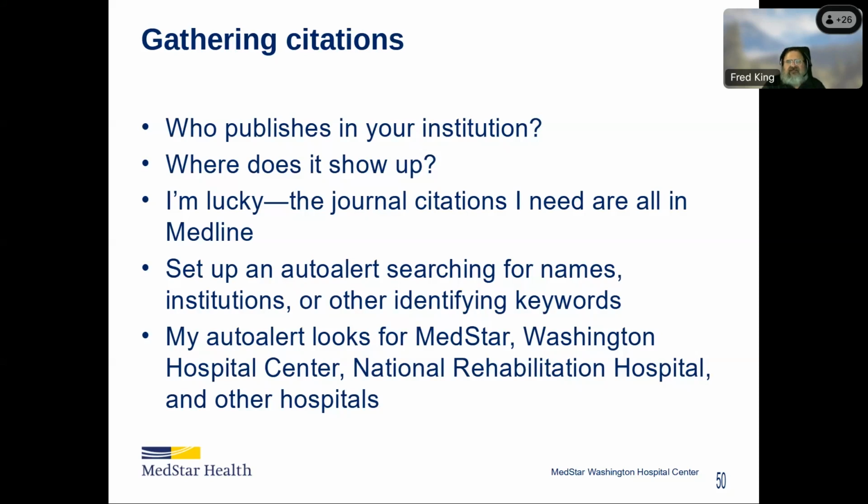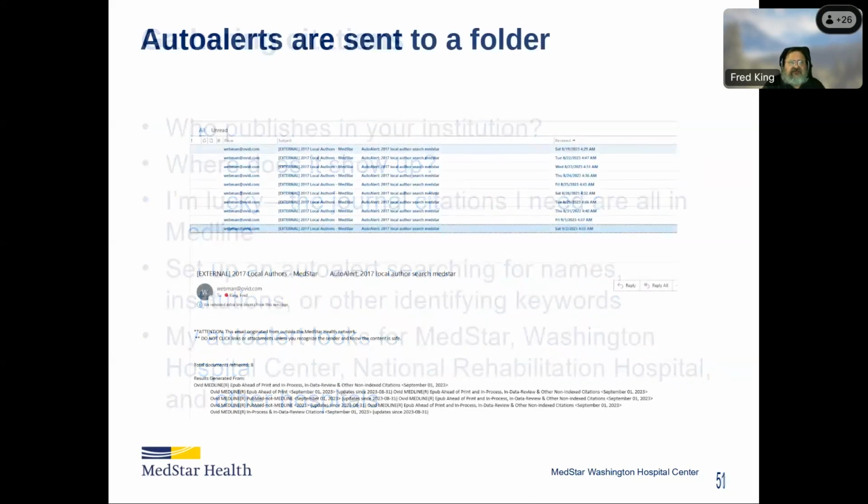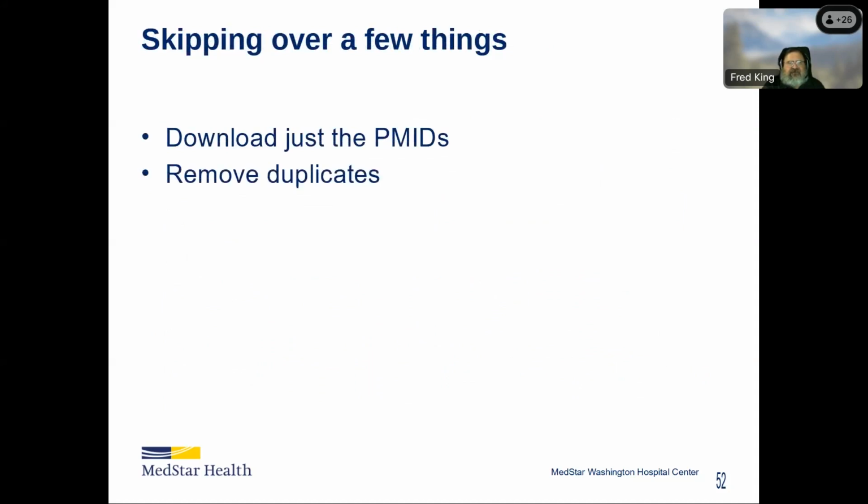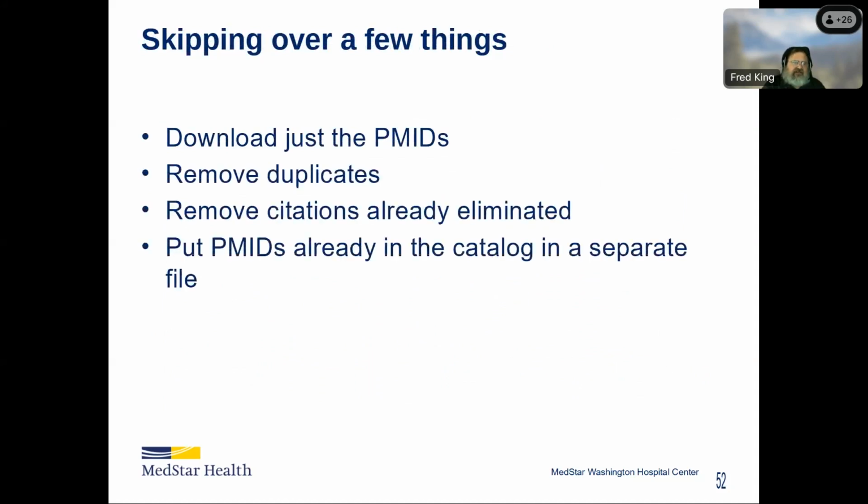Cost-benefit analysis. They really want to be in the catalog? Please tell me. Okay, auto alerts are sent to the folder. I'm going to skip over a few things. Download, remove duplicates. Citations already eliminated. There's a MedStar hospital in Turkey. No, we don't want them. There's MedStar Air Service in Adelaide, in South Australia. No, some citations we already have. Let's say in pre-press, and now there's the citation in print.